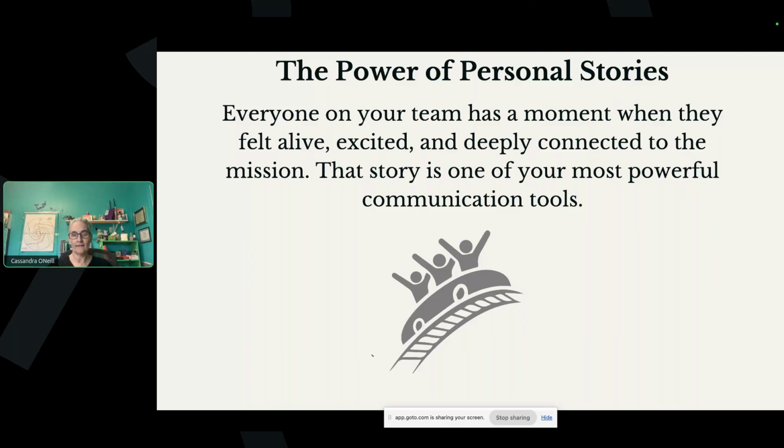Again, a baseline assumption is that everyone has one of these, and many people have more than one. And so think about how you can access these, and then that is a way for people to share something that is real to them, that is authentic, that is coming from their heart, that is an expression of why they are doing the work that they're doing with your organization.